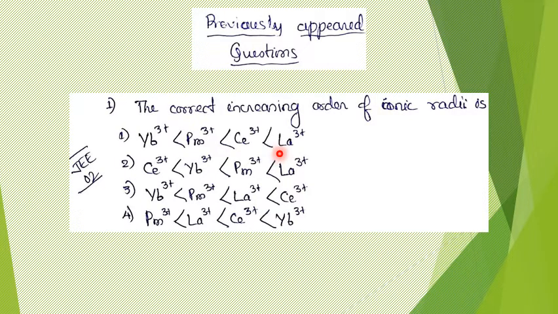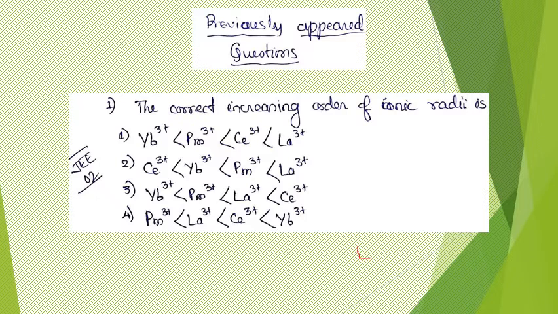Okay, let us look at some previously appeared questions on oxidation states, electronic configuration, and lanthanoid contraction. The first one is a simple question from JEE 2002. They ask for the correct increasing order of ionic radii, and four options are given. The basic fact you should know to answer this question is lanthanoid contraction.